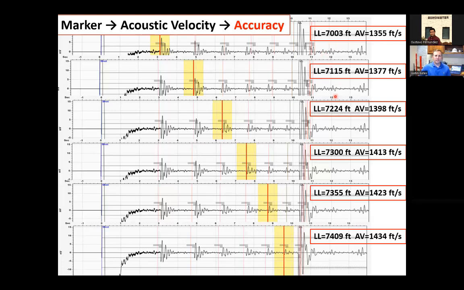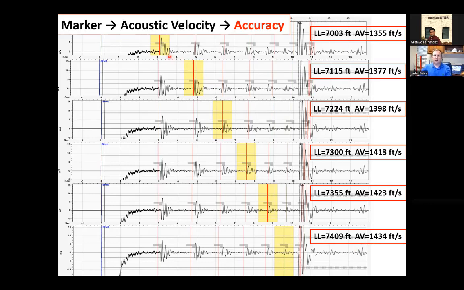Now, as we stair step and continue to move through, utilizing one marker at a time deeper on each analysis, we finally get to the bottom marker and we see the difference. Look at the large difference in liquid levels, over 400 feet, based on which marker we chose to conduct the analysis. Our final acoustic velocity ended up at 1,434 feet per second utilizing that deepest marker.